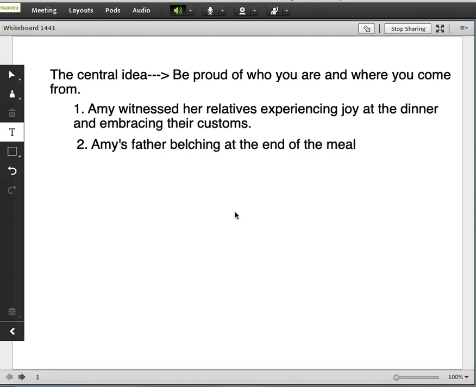So what I'm going to ask you to do in your quiz when you take it, one of your questions will be to identify some supporting details. In the quiz, there'll be a link to the document, to the story, so if you want to go back and look at it on your own, you can do that. But I want you to identify two more instances that are different from what I've put up here on the board today that show us that Amy's central idea is be proud of who you are and where you come from. And then there'll be something else in there for you to practice identifying central idea on your own.